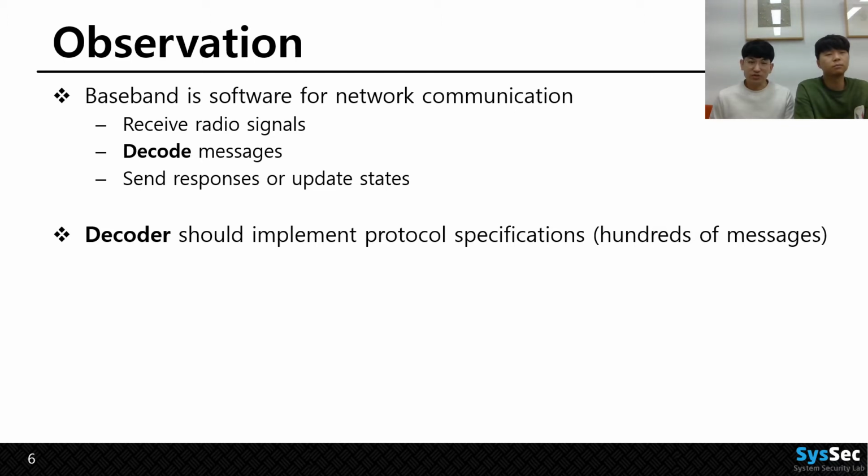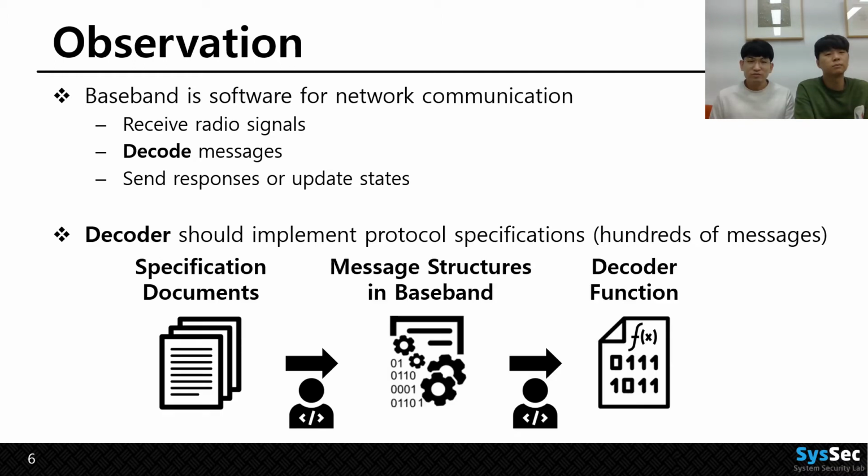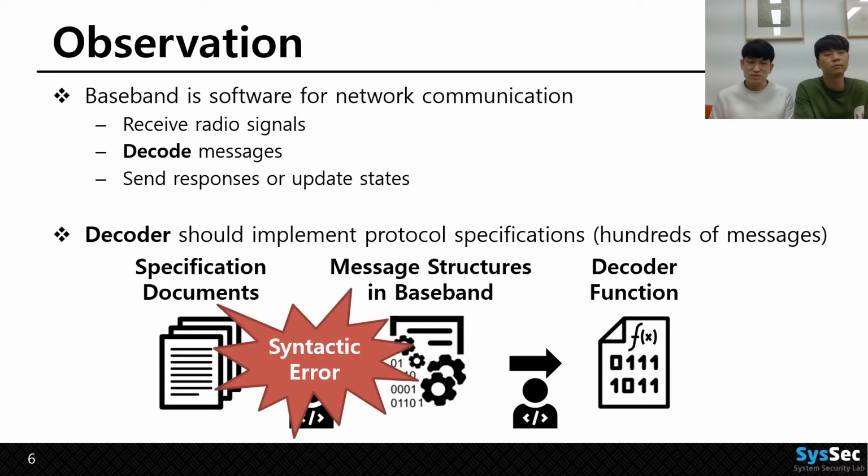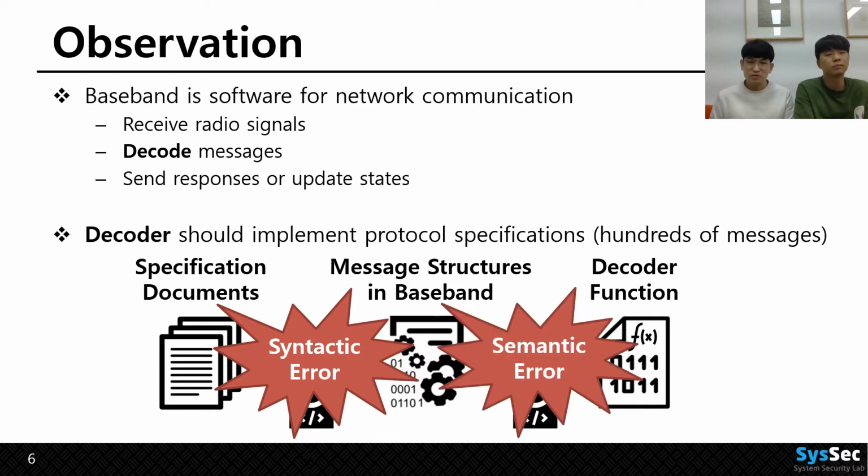In this procedure, the decoding logic should implement the protocol specification, and implementing hundreds of messages can also produce many errors. To implement the protocols, developers first read the documents and implement message structures. Then these structures are used in the decoder function. Implementing the message structures can produce syntactic errors, and implementing the decoding logic can produce semantic errors.